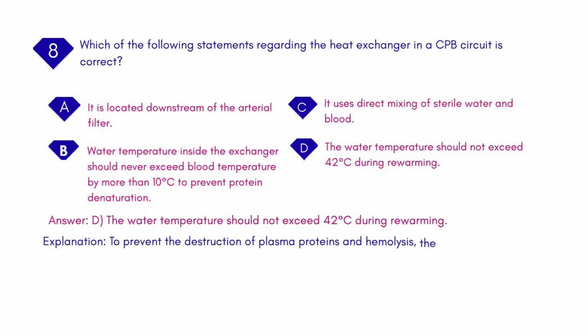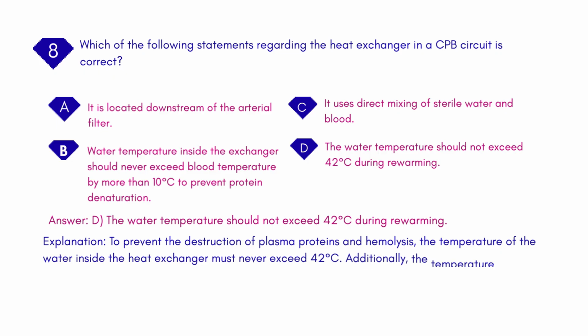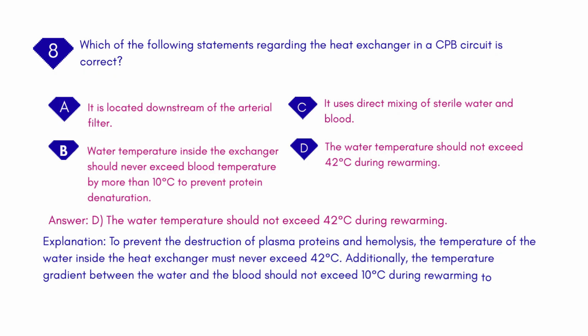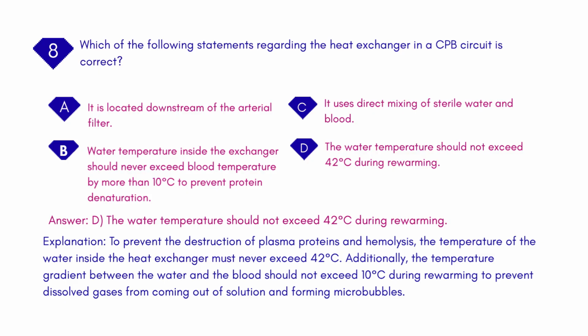Explanation: to prevent the destruction of plasma proteins and hemolysis, the temperature of the water inside the heat exchanger must never exceed 42 degrees Celsius.